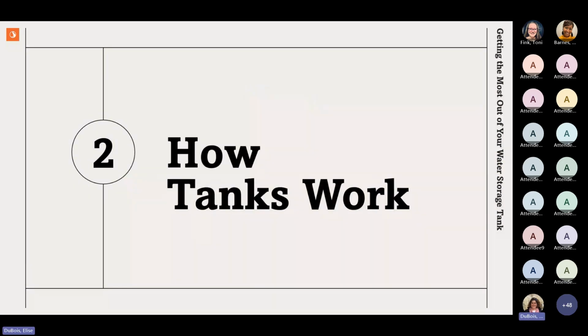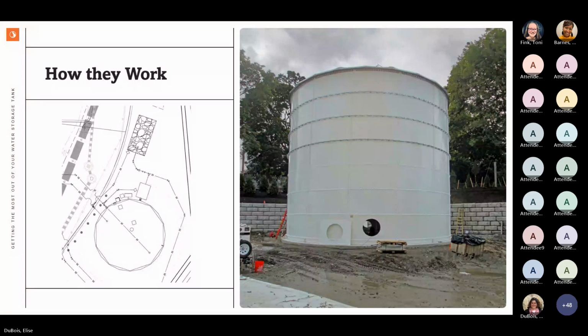So now that you've got a basic handle on the basic shapes and terminology, let's take a look at how the tanks work. We all know how tanks work from a plan or piping perspective, but what's really going on with them on the inside and in terms of functionality?